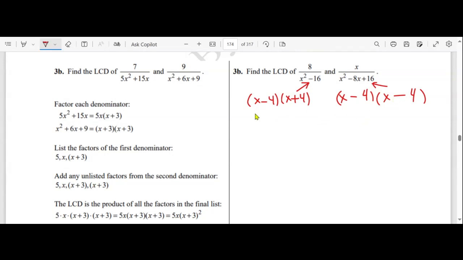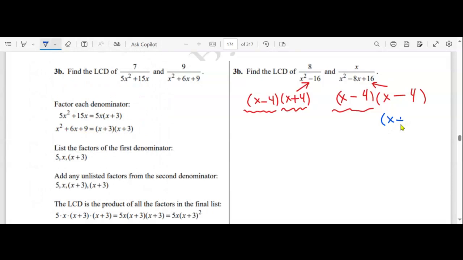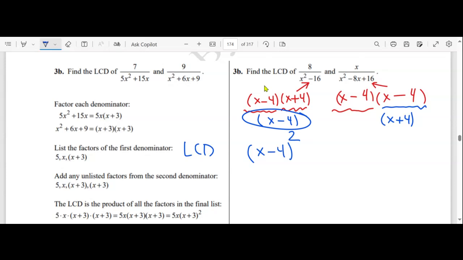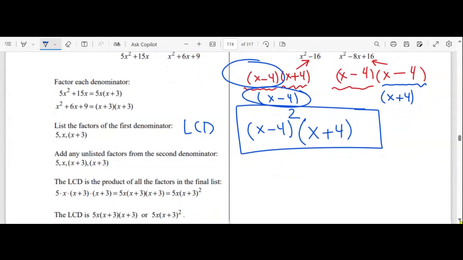Okay. Now, do we have x minus 4 here and here? Yes. So that's fine. Do we have x plus 4 here? No. So we have to add this. Do we have another x minus 4 here? No. So your LCD for this one is going to be x minus 4 squared, because you have it 2 times. And what else do you need? x plus 4. So that's your LCD. Easy as easy. You take the common and the non-common. Let's move on.